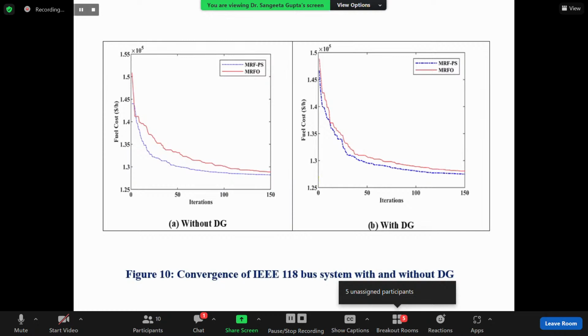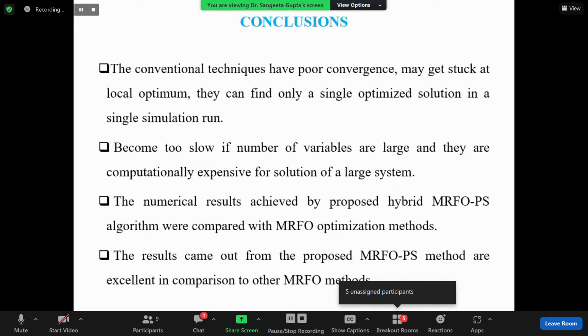This is the convergence characteristic of the proposed algorithm with and without DG. Next slide, please.